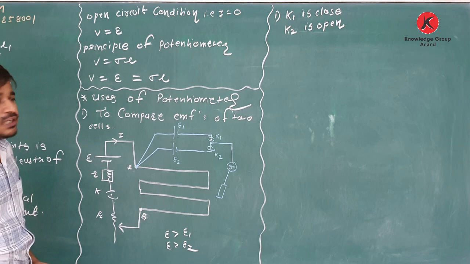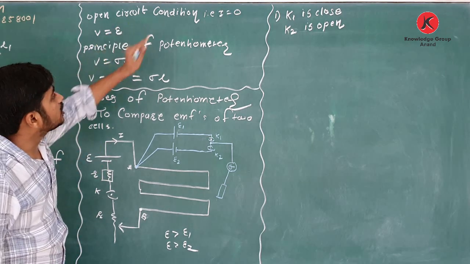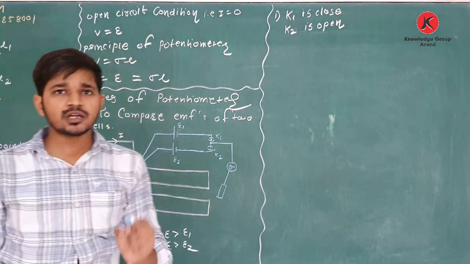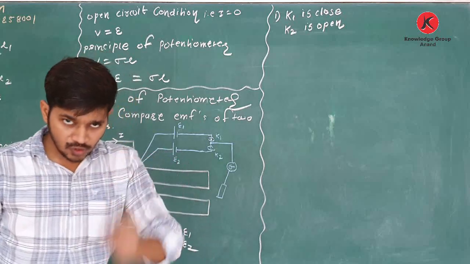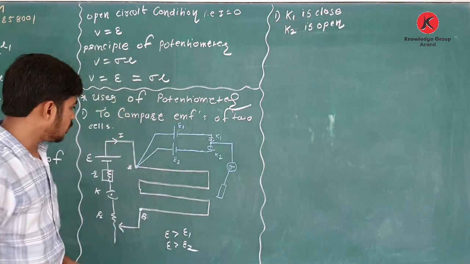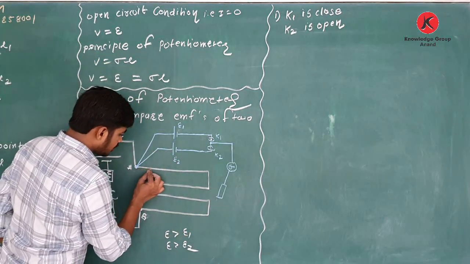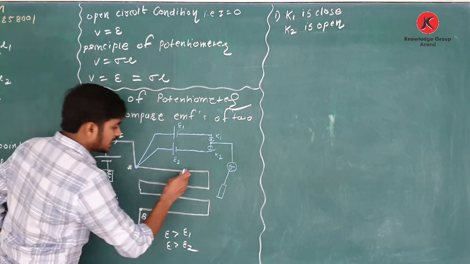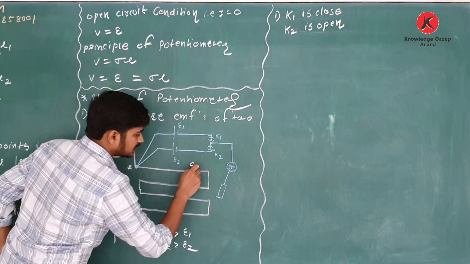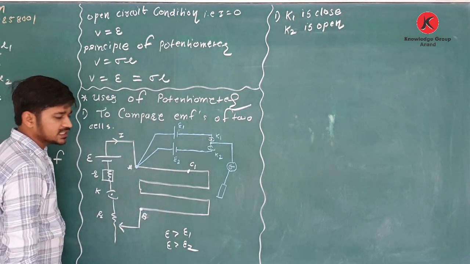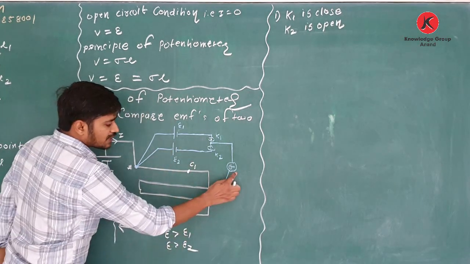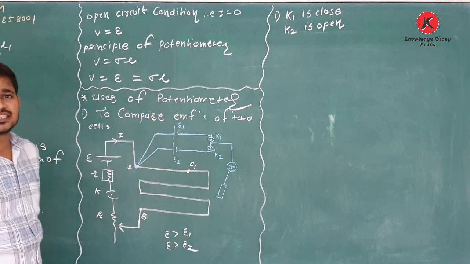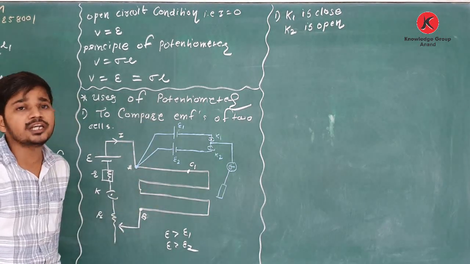What you have to achieve? You have to achieve the open circuit condition, meaning when the current flowing becomes zero. You are moving the jockey and you have to observe the galvanometer. Let it be at this point C1. This galvanometer shows current zero, meaning this C1 is called the null point.